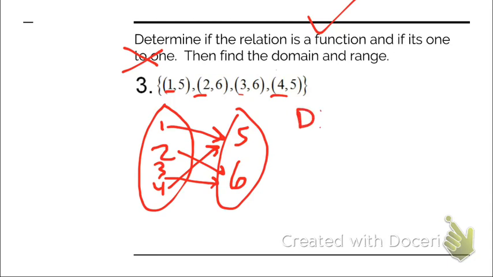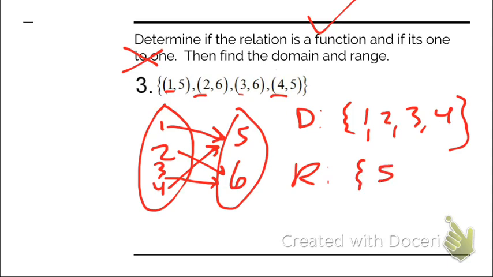All right, our domain would be 1, 2, 3, and 4. And then our range would be 5 and 6. Make sure we put those numbers in order, and then make sure you use those brackets for finite sets.